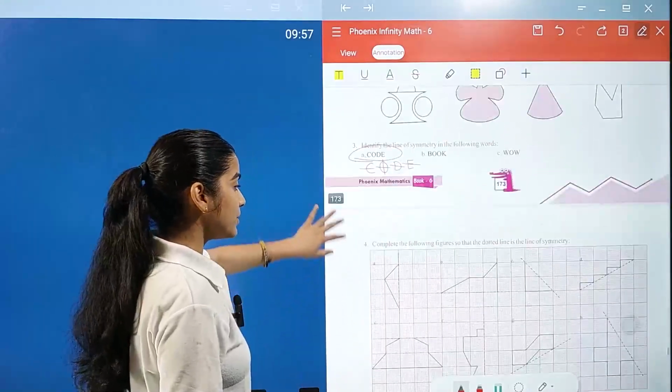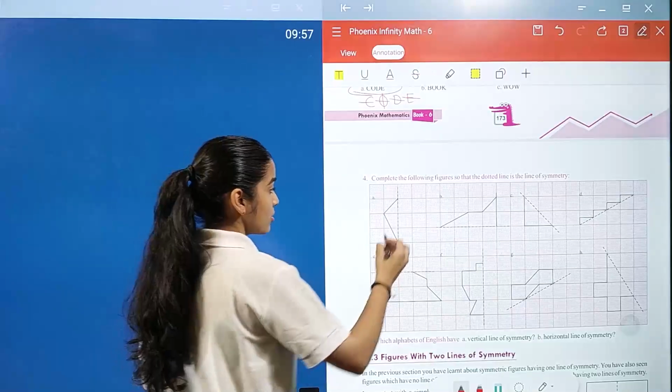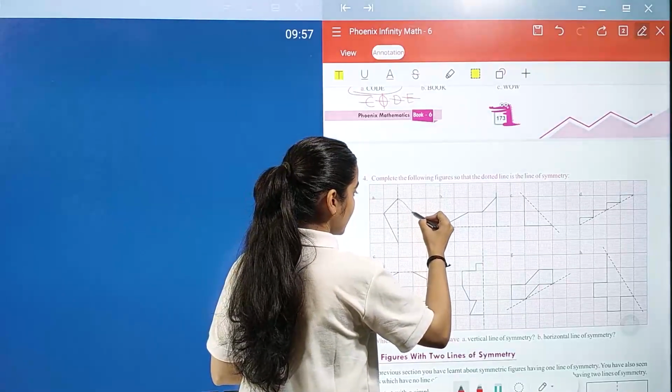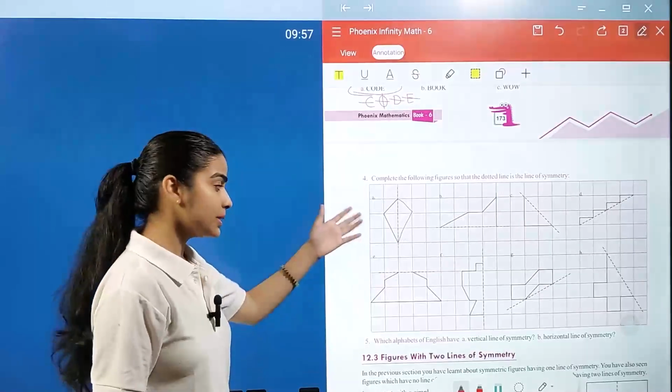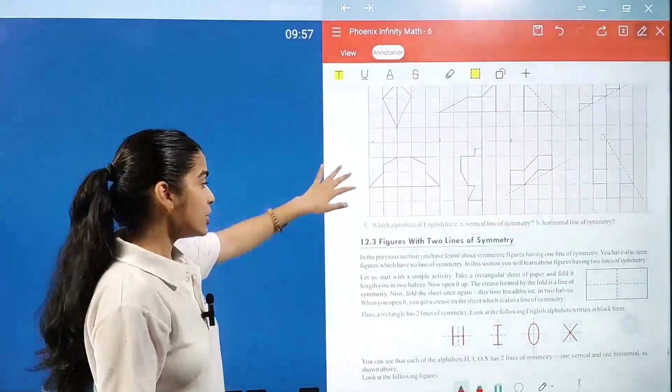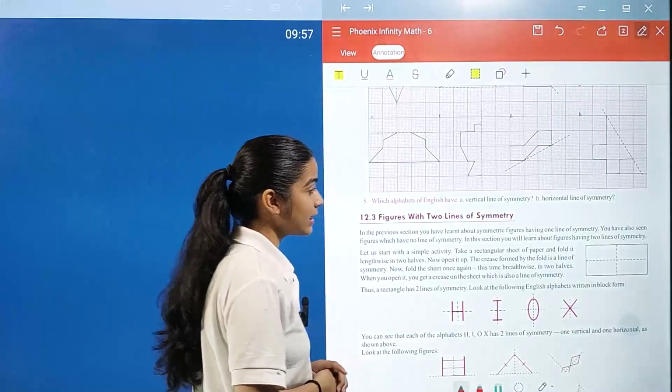Now complete the following figures so that the dotted line is a line of symmetry. You can form it like this as well. It is the interesting part. You just have to draw and complete the figure, so you can do it. Which alphabets of English have a vertical line of symmetry and a horizontal line of symmetry?